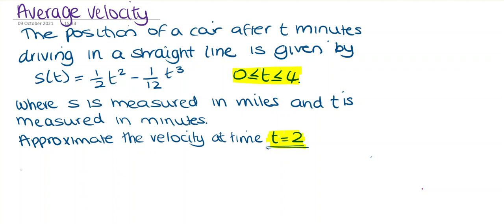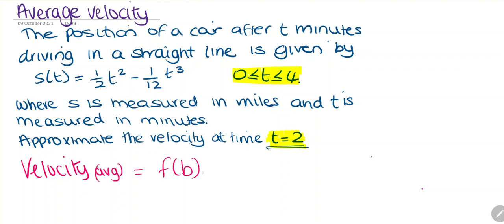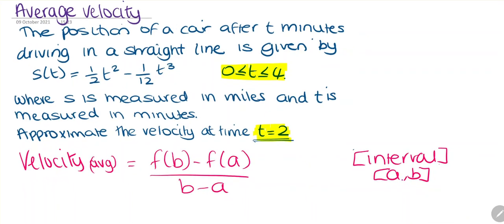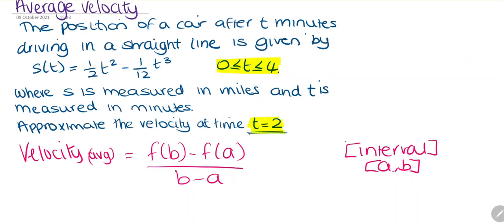So to find the average velocity, I'm just going to write that here, velocity, and we're going to find the average. This is going to be the difference of our functions, and this is going to be where the interval is our a and our b value. So we're going to compare, but I'm going to change our f to s because our equation here is using s.